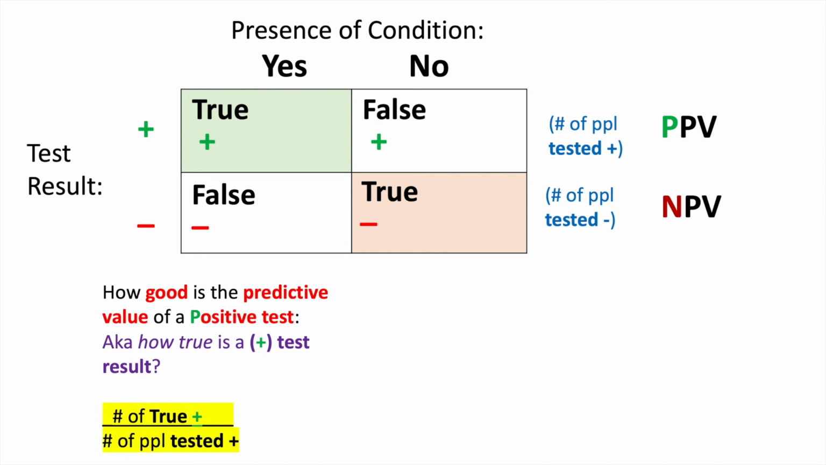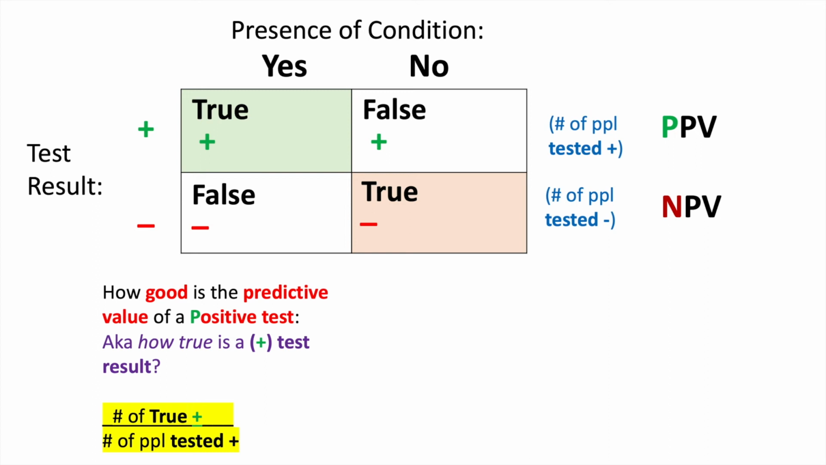So PPV will give us a ratio or percentage based off a study to determine how good the test is at figuring out those who really have the condition. A higher PPV is good. It means the test has a higher chance of figuring out those who really have the condition.